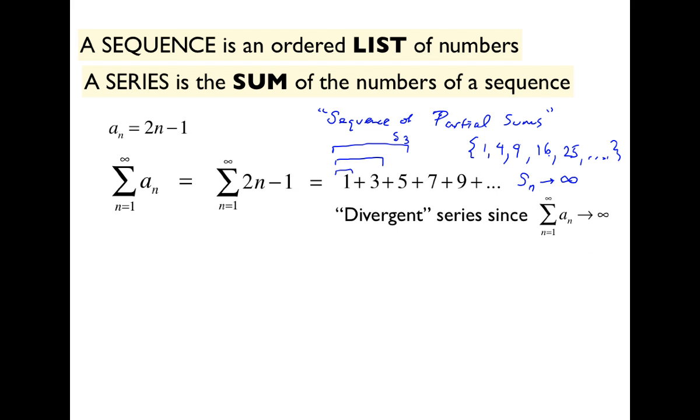Okay, so let's look at another one. How about this? 1 over 2 to the n. Okay, so I want you to write out, so we know that's the sum as n equals 1 to infinity, 1 over 2 to the n. So go ahead and write out, when you see that, what does it mean? What do you think?